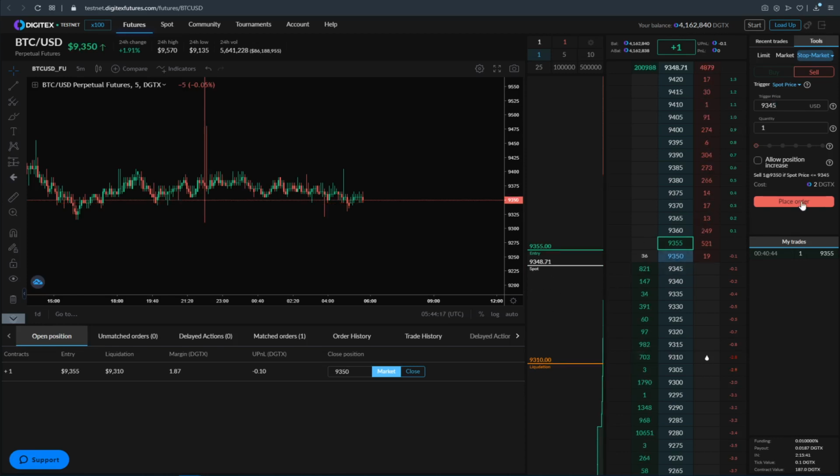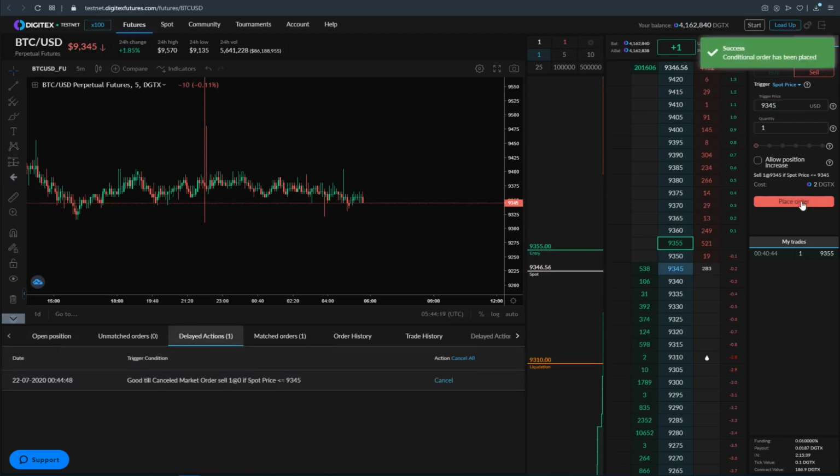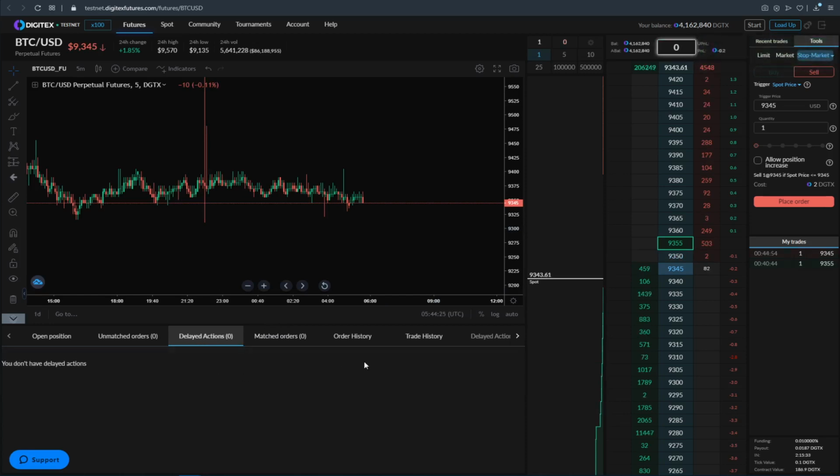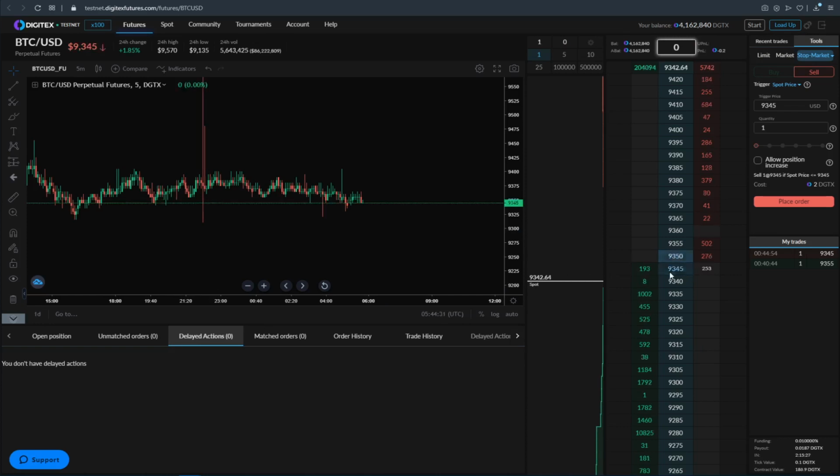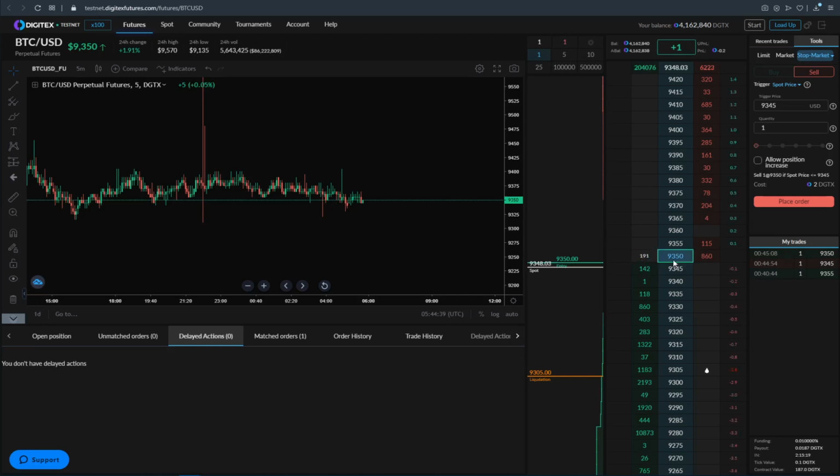And so when I place this order, you'll see it shows up. You get this notification here, and then you see the delayed action actually show the order up right there. And see, it went down below 93.45 and it executed, and we were out of the position. So I'm going to go ahead and get back in and do this one more time just so you can see. I'm going to long right here at 93.50, longed into those sell contracts right there.